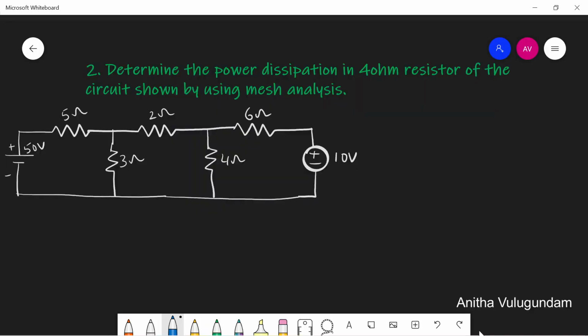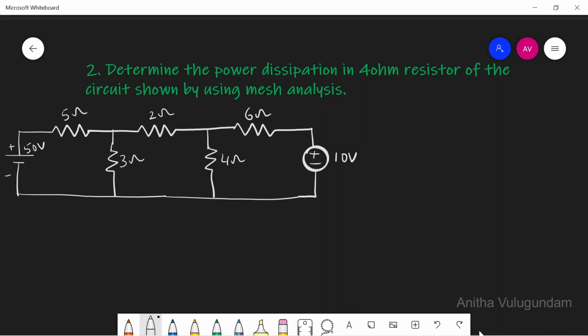In this video, I discuss a few more examples on mesh analysis. Determine the power dissipation in the 4 ohm resistor of the circuit shown by using mesh analysis. This is the circuit given to us.